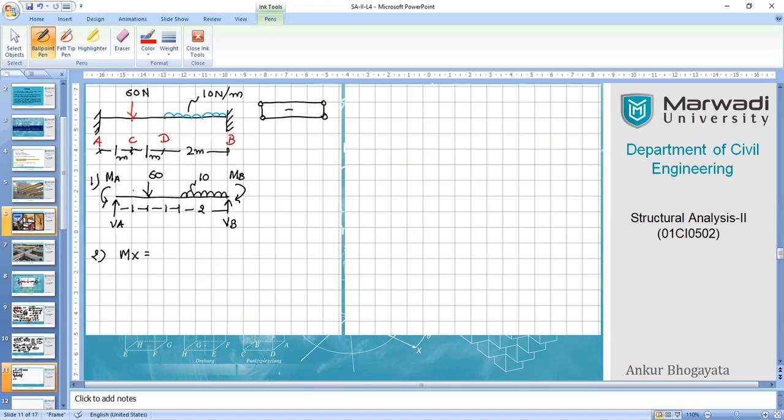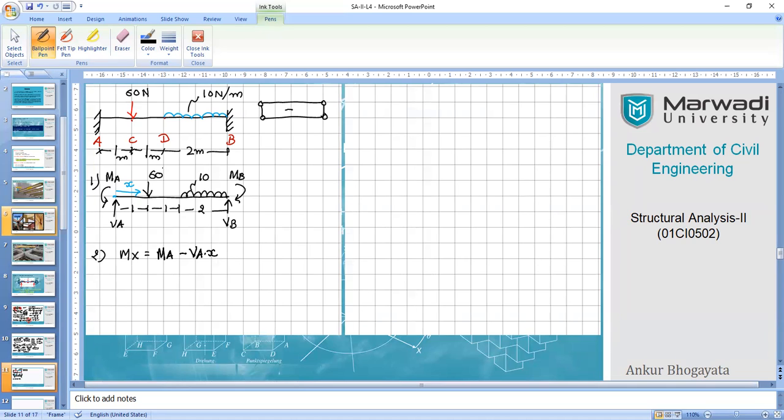Let's change the color. Let's travel with x distance from point A, and let's write down the equation. MA is anti-clockwise, so I will consider it positive. So MA, then VA into X, so minus VA into X, because we have considered clockwise moment as negative.